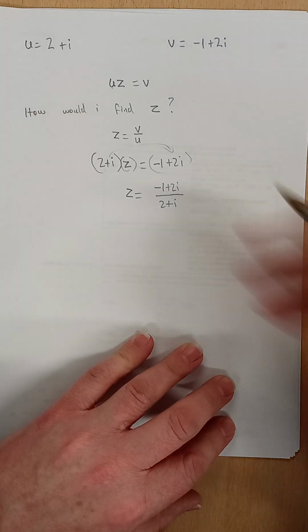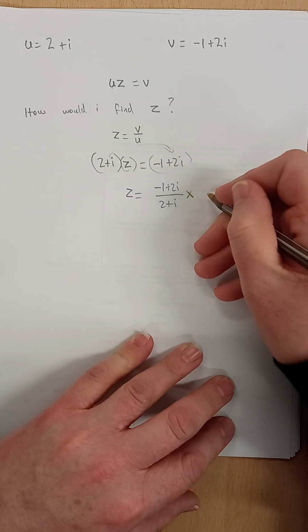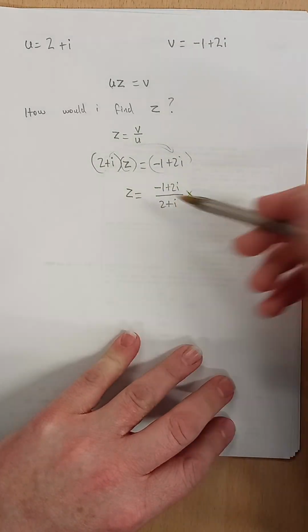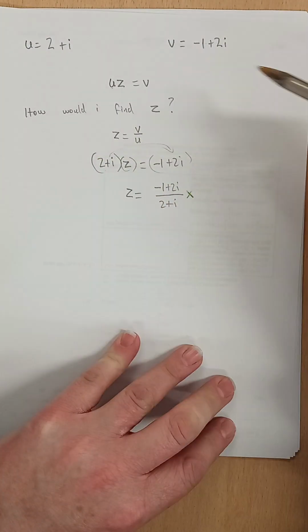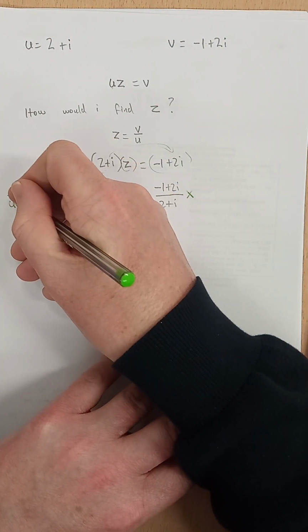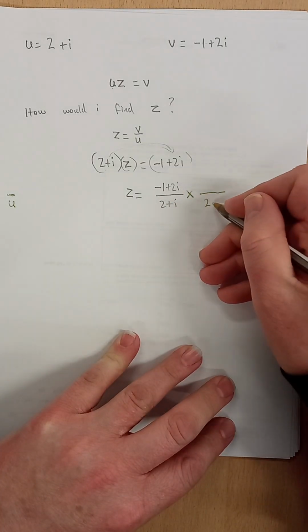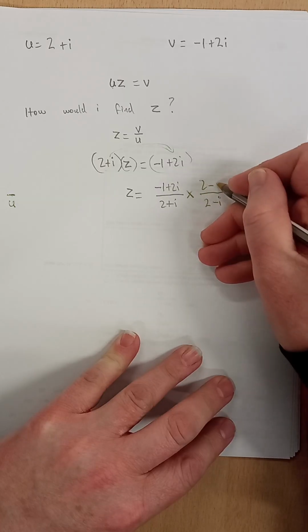Remember our rules for division. We're going to multiply top and bottom by the conjugate. The symbol for conjugate is a line across. So 2 plus i is u, so we're going to put down u conjugate. And what's u conjugate? It's change the middle sign. 2 minus i, 2 minus i.